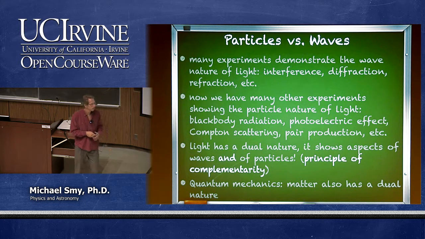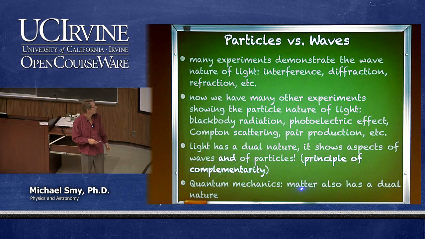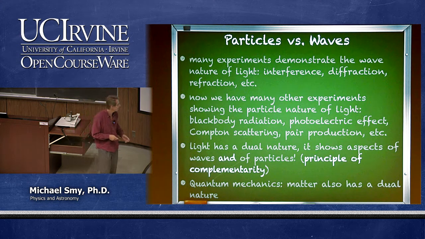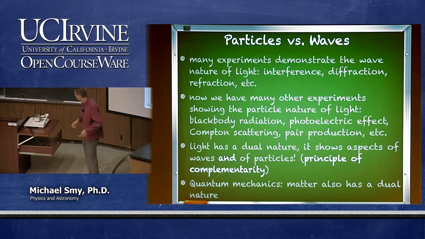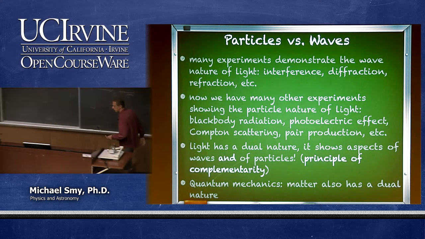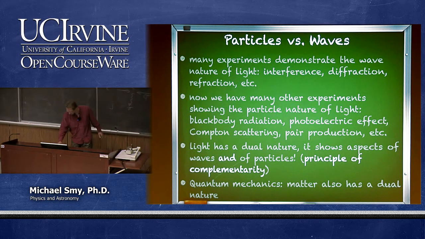But it gets even weirder because in quantum mechanics, matter also has a dual nature. So in other words, every particle also has a wave nature, and every wave has a particle nature. So this principle of complementarity refers to everything.